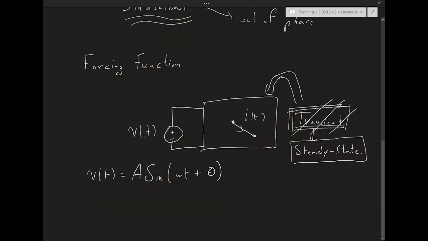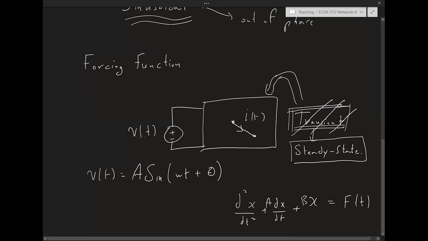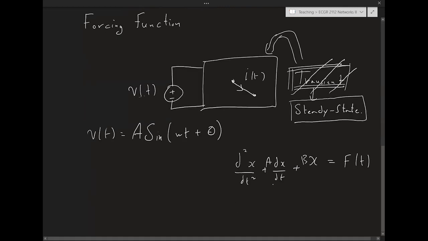And remember, look back at when we discussed solutions to differential equations. We said any general differential equation, let's say with coefficients A, B, and a forcing function f(t), will have a homogeneous solution, meaning the solution of the equation when the forcing function is 0.